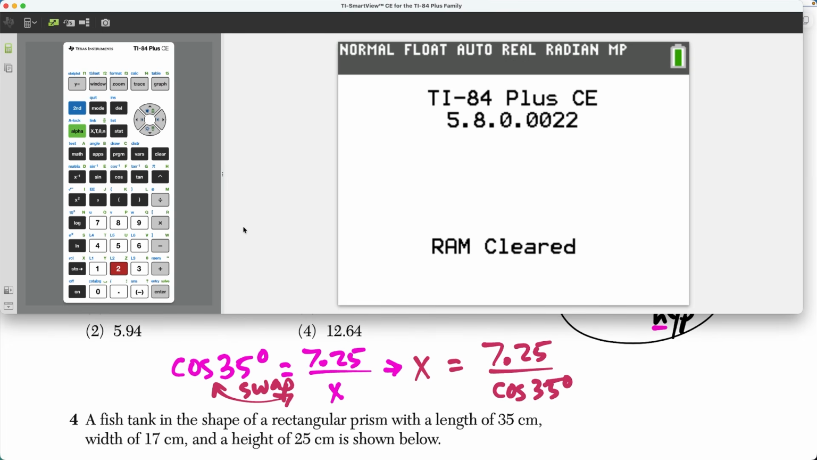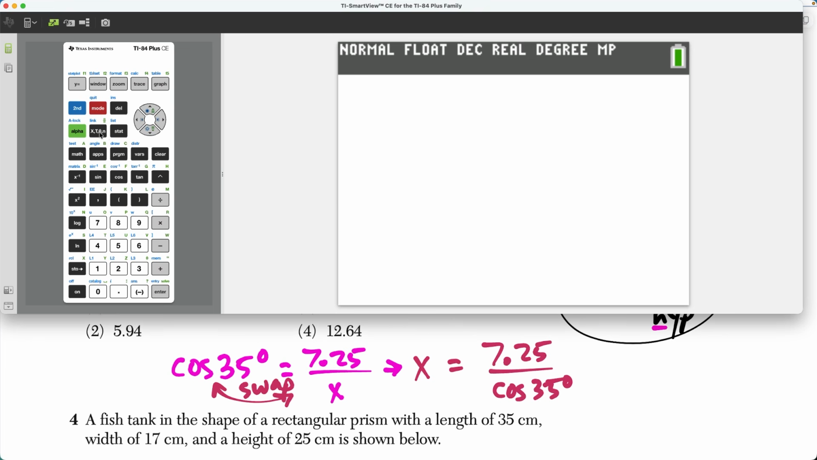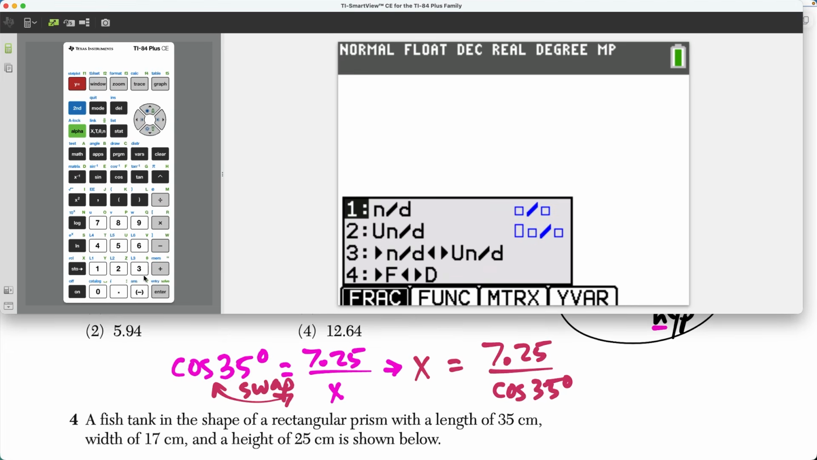Now, if you get a calculator that has been reset, please make sure you go to mode and you switch from radians to degrees. And me personally, I like to go from auto to decimal because for a lot of questions, we need to write our answer in decimal form. So now I press second mode to go back to the main screen. And to make a fraction, I could press alpha y equals enter.